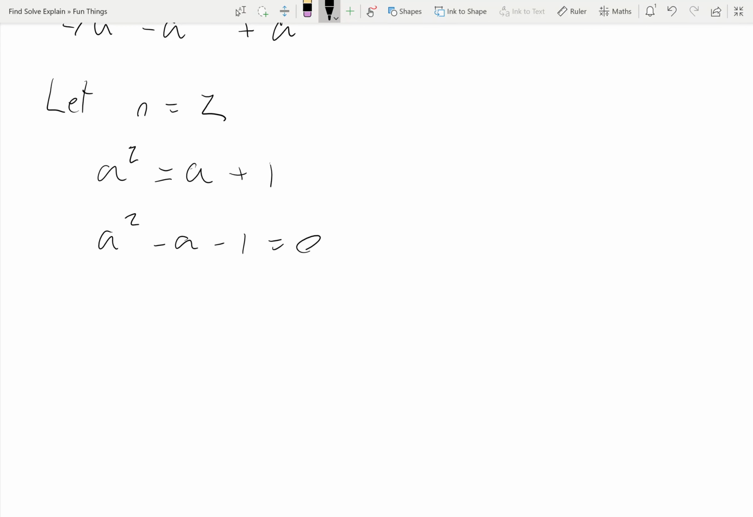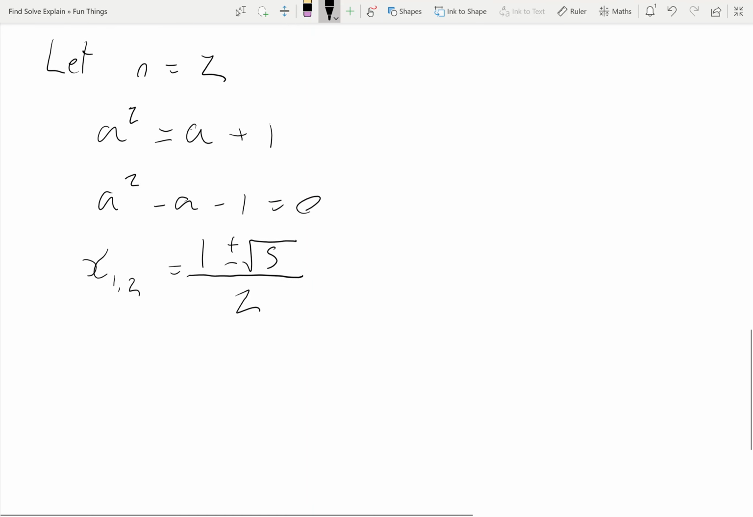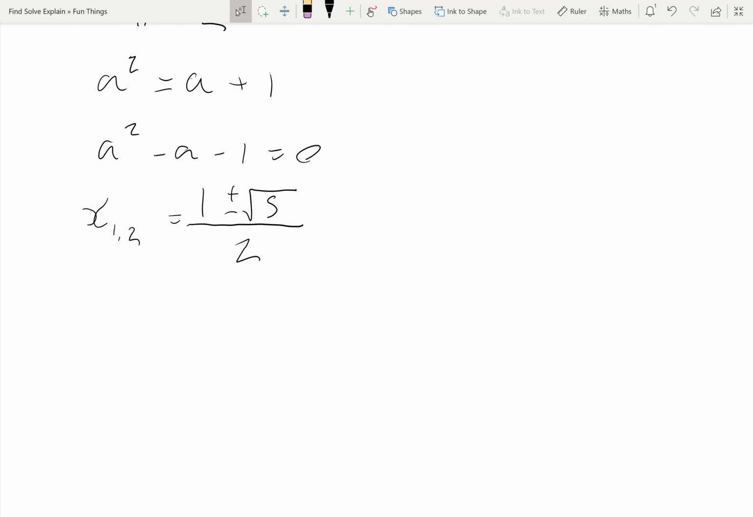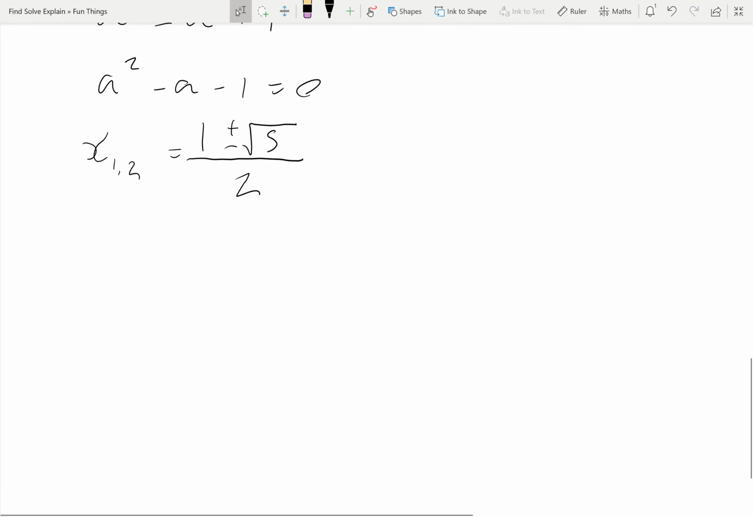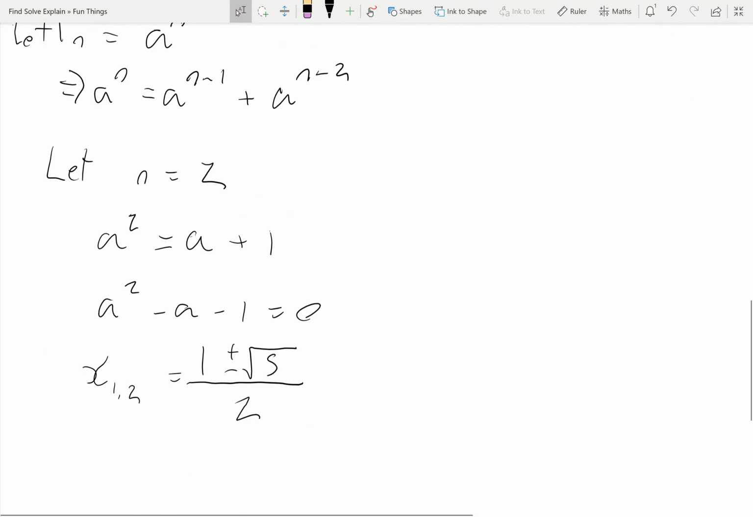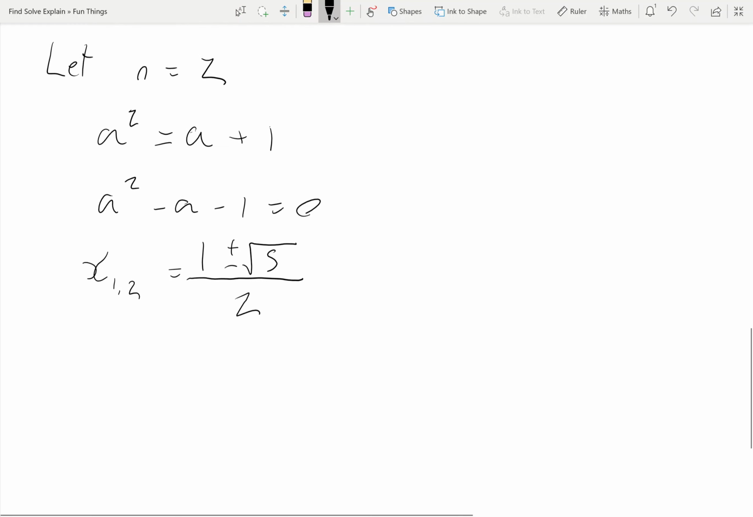Let's call the roots of this equation x1 and x2, because I can't be bothered to write the actual roots in the following stuff, because we're going to be using these numbers a lot. And because of the quadratic formula, these are equal to 1 plus or minus root 5 over 2. Now, this is where we finally get to eliminate one of the two previous terms.